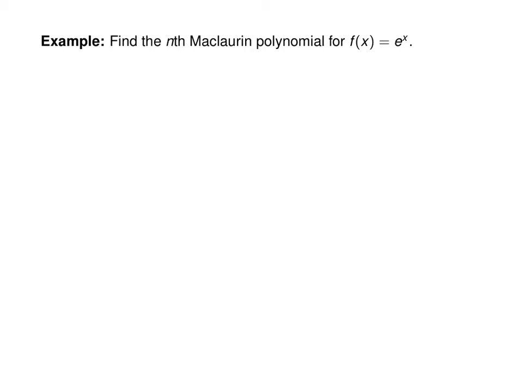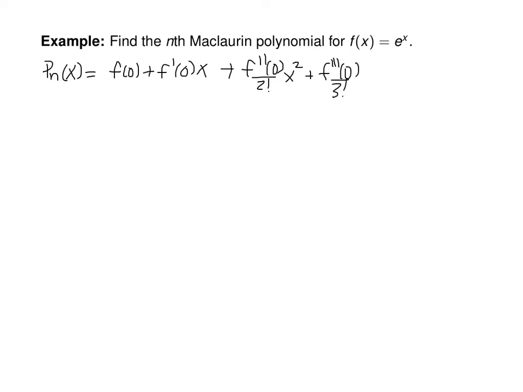Now let's find the nth Maclaurin polynomial for f of x equals e to the x. So the Maclaurin polynomial in general, P sub n of x, is equal to f of 0 plus f prime of 0 times x plus f double prime of 0 over 2 factorial times x squared plus the third derivative at 0 over 3 factorial x to the third, up to the nth derivative at 0 over n factorial x to the n.